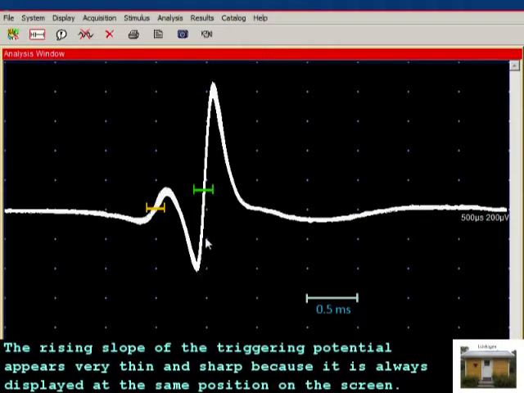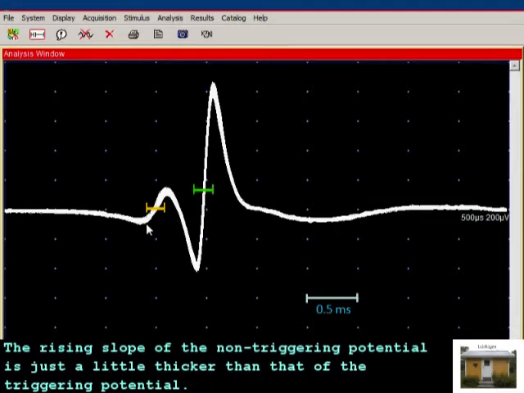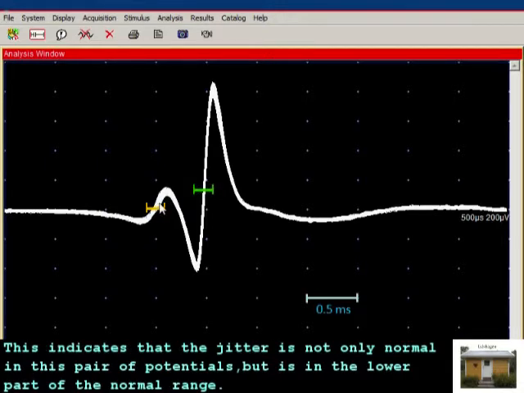The rising slope of the triggering potential appears very thin and sharp because it's always displayed at the same position on the screen. The rising slope of the non-triggering potential is just a little thicker than that of the triggering potential. This indicates that the jitter is not only normal in this pair of potentials, but is in the lower part of the normal range.